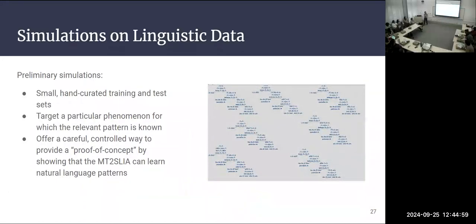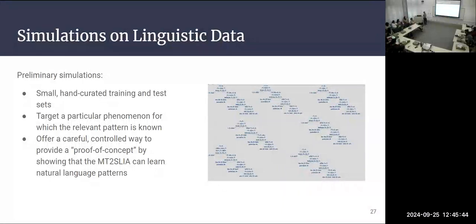I've run a couple of preliminary simulations on a couple of different phenomena that I'll talk about. These are small, hand-curated training and test sets. This is an example of one on the right. They're very small, with only a few examples. The idea is to target a really particular phenomenon for which we know what the pattern is, so we know what it's trying to learn. I'm trying to have a careful, controlled way to give a proof of concept of what it can do and show that it can learn these particular things, before diving into a huge corpus where you don't necessarily know what restrictions and patterns it should find even are.